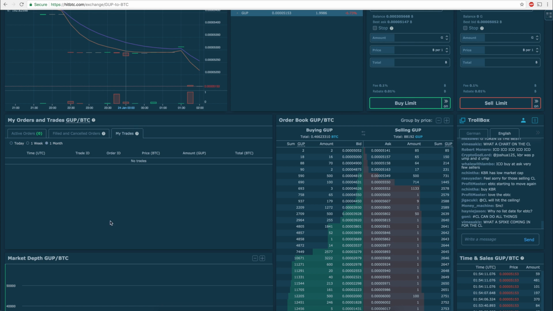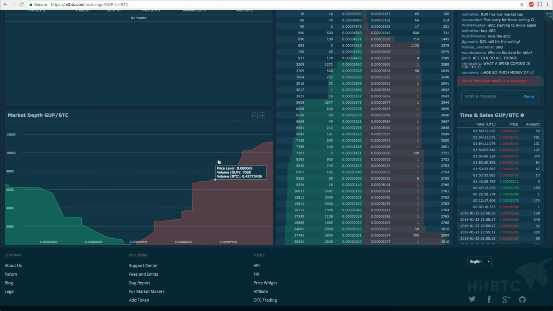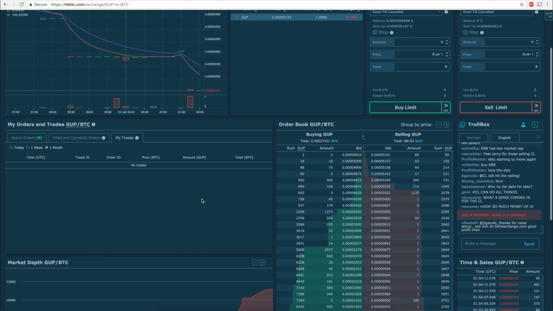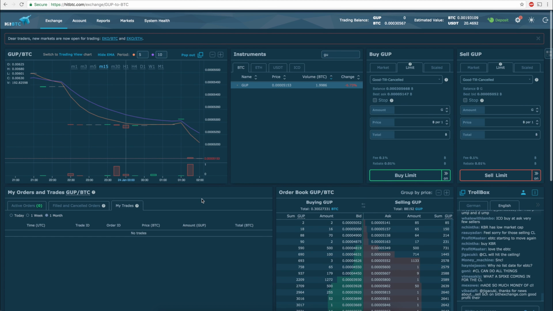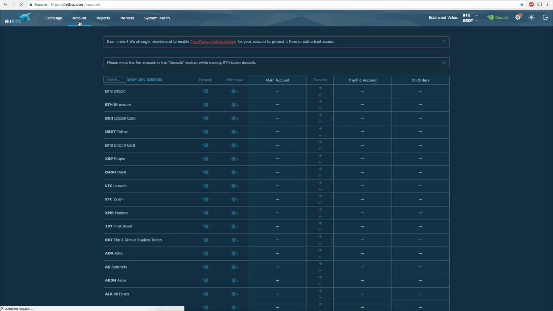And here's my trades, which basically show you the previous trades. Market depth I already covered. You can zoom in and zoom out, and it's just a visual representation, and everything else here is basically covered. Now if you go to the account tab, when you get started, you need to fund your account so you can start trading.